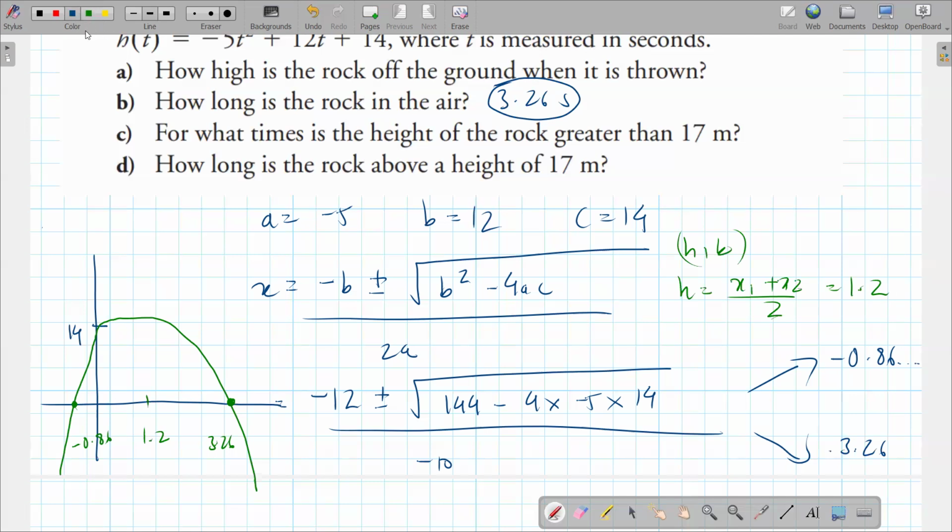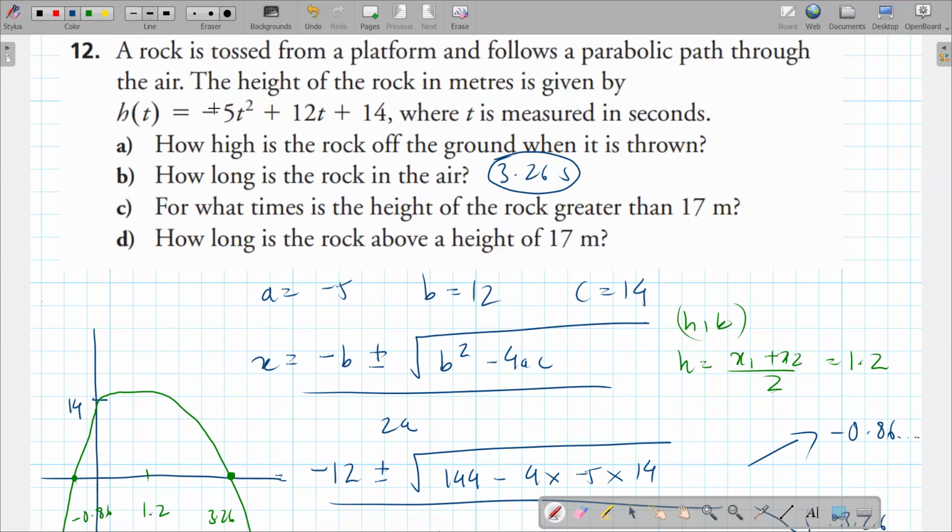So once you have your value of 1.2, we're going to plug in t as 1.2, and that gives me 21.2. So there you go, that's the vertex. We didn't really need that for part B. The answer to part B is just 3.26. Part C, for what times is the height of the rock greater than 17 meters?